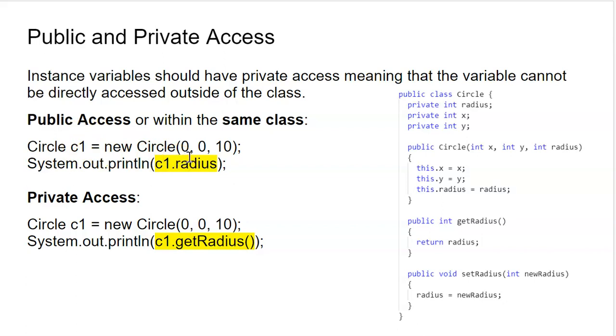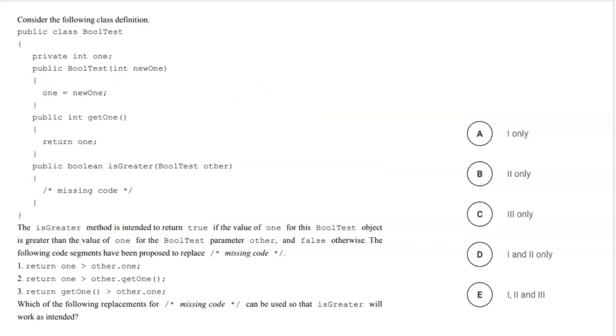Now, if this was declared as private, which it should be, then you would have to use a getRadius method in order to print the radius of circle 1. So private access is what you're going to see most often, and what you're going to see on the AP test for objects like circles. Also, if you're in the same class as the circle class, then you could just print out radius without having to use a getRadius method or a c1 reference. So, knowing that, let's try the next question.